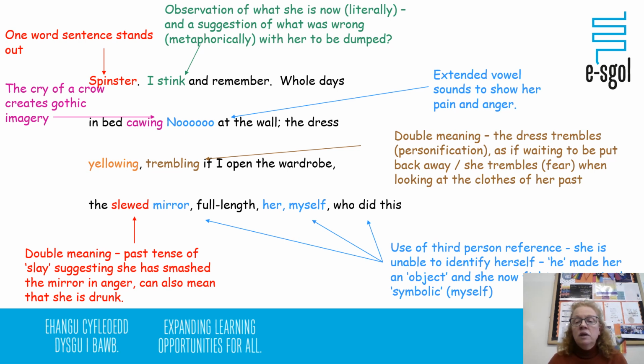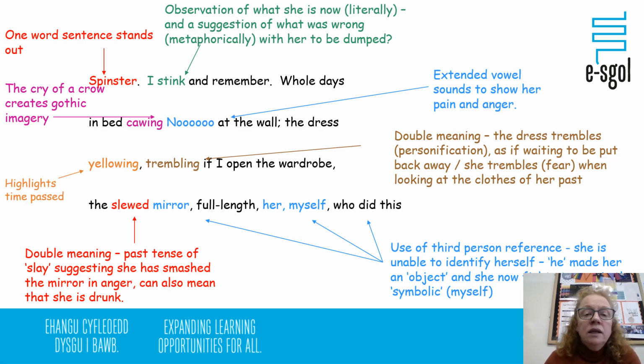This is an interesting one here. If you look this one up, it kind of looks at the idea of not knowing who she is. So she uses herself as a third person reference here. She's unable to identify herself. He, the person that's dumped her, has made her an object, and she's now trying to work out who she is. And so you've got that sense of her, myself, who did this.